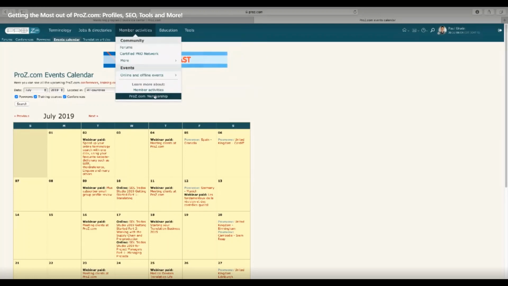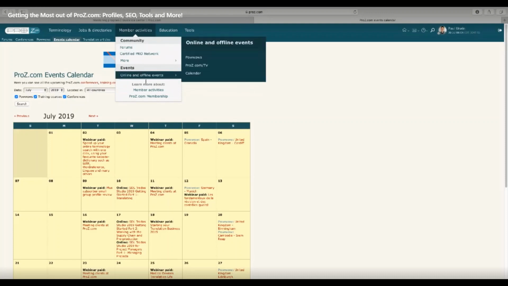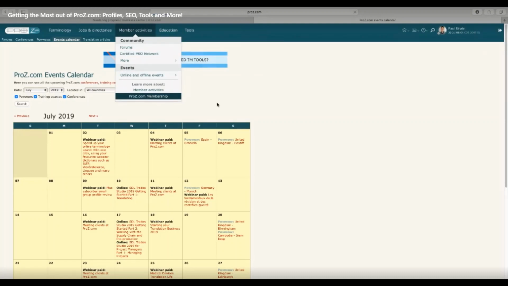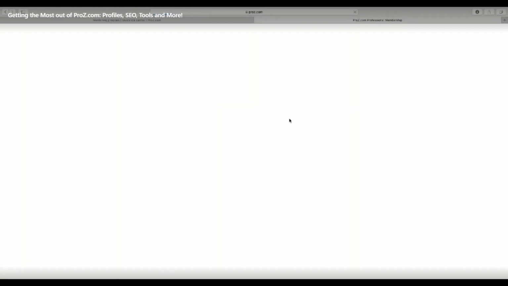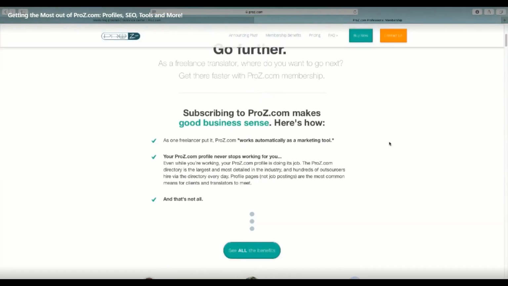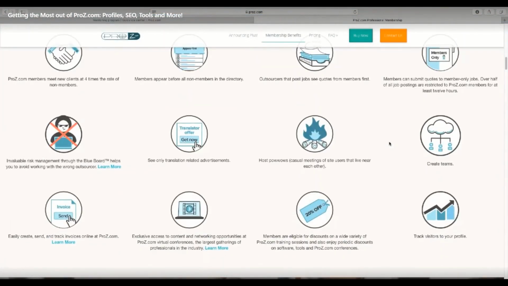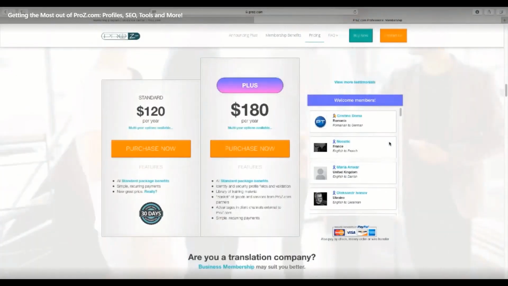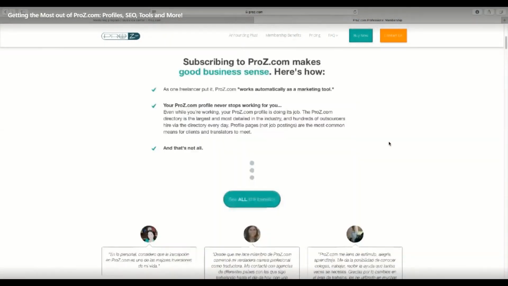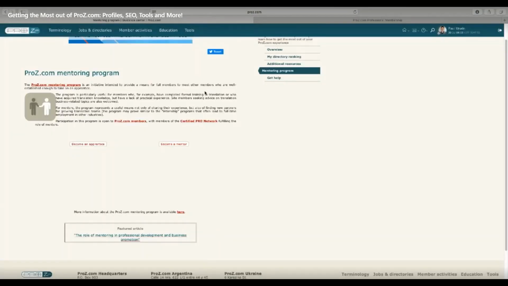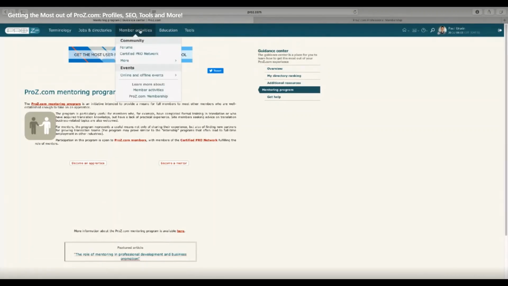So we can learn more about, again, member activities. We can learn more about Proz.com membership here as well. So if you are not already a member, then this is the place to come to really understand all of the different benefits that are available from Proz.com membership.